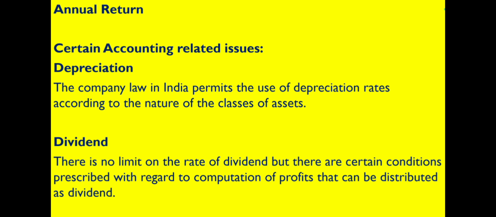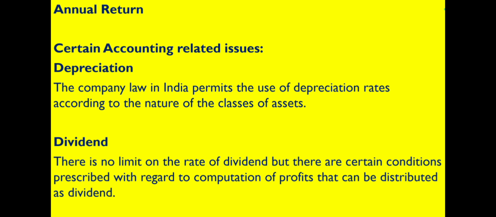Next up is dividend. There is no limit on the rate of dividend, but there are certain conditions prescribed with regard to computation of profits that can be distributed as dividend. Generally, no dividend can be paid for any financial year except out of the profits of that year after making an adequate provision for depreciation, subject to certain conditions. Dividends may also be distributed out of accumulated profits.